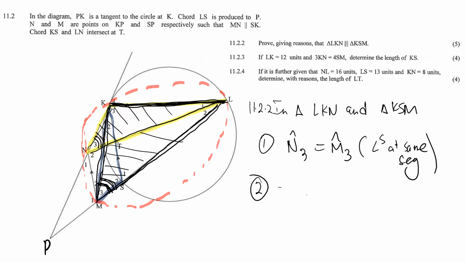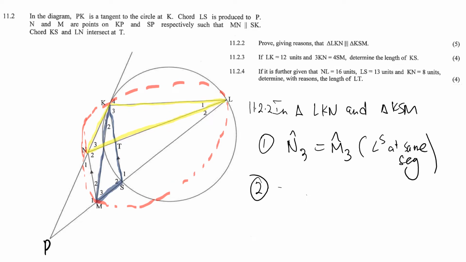I am very aware that our diagram here is now a mess, so let's delete some of the things. Let's look for another angle. Remember, we've just proven that N3 is equal to M3, because those are angles at the same segment inside that oxbow. Now let's check another one. So we look at other angles now.